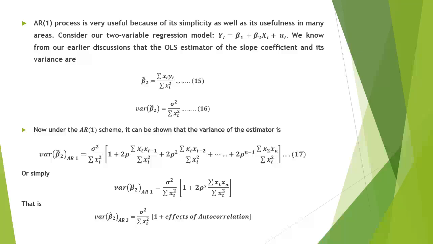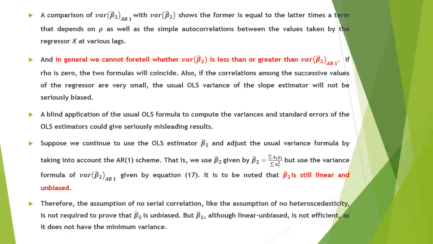A comparison of the variance of beta 2 hat under the AR1 scheme with the variance of beta 2 hat under the OLS method shows that the former is equal to the latter times a term that depends on rho as well as simple autocorrelations between the values taken by the regressor, or independent variable x, at various lags. In general, we cannot foretell whether the variance of beta 2 hat under OLS is less than or greater than the variance of beta 2 hat under the autoregressive of order 1 AR1 scheme.